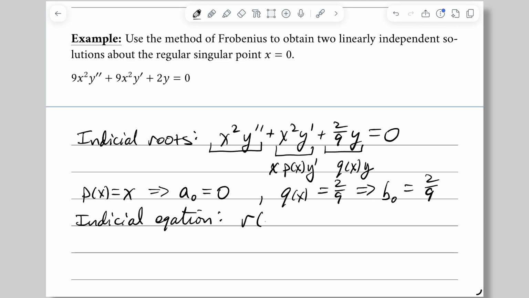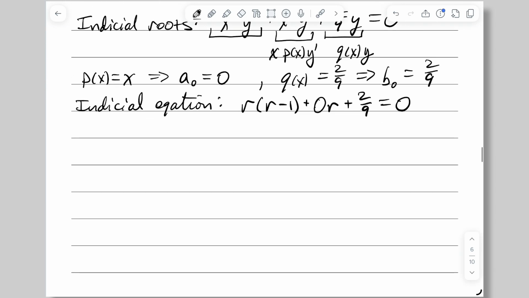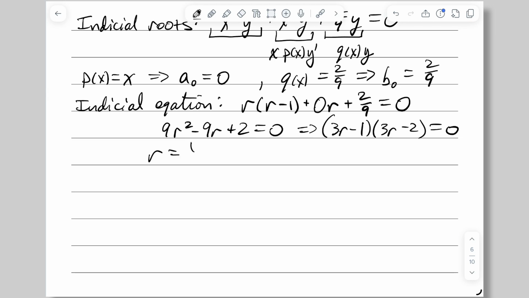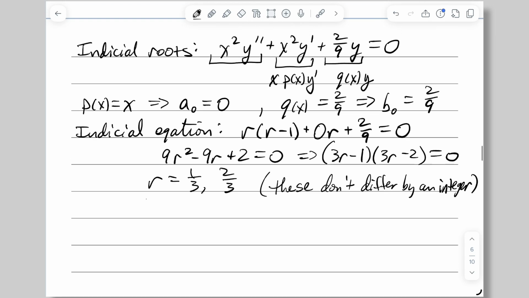The indicial equation is r times r minus 1 plus a naught r, so 0r, plus 2/9 is equal to 0. Clearing the fraction and the parentheses gives us 9r squared minus 9r plus 2 is equal to 0. And that factors into 3r minus 1 times 3r minus 2, and then that equals 0. And so we find that r is equal to 1/3 or 2/3. We'll just note here, these don't differ by an integer. That's all we care about for now. We have our indicial roots.